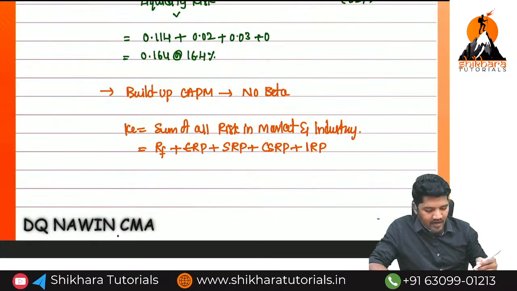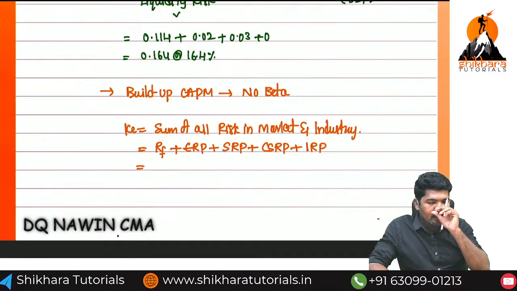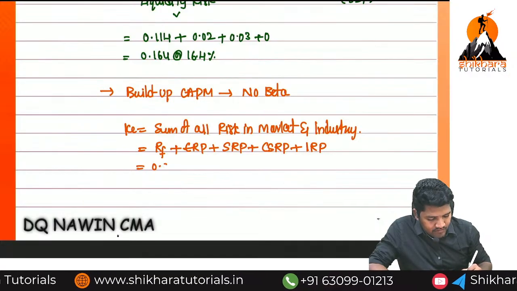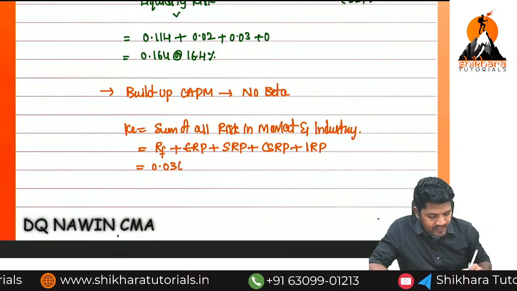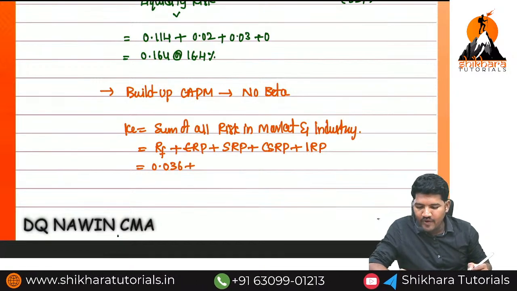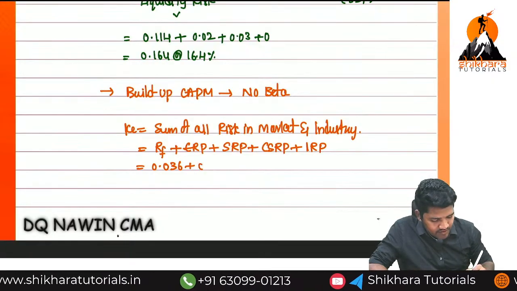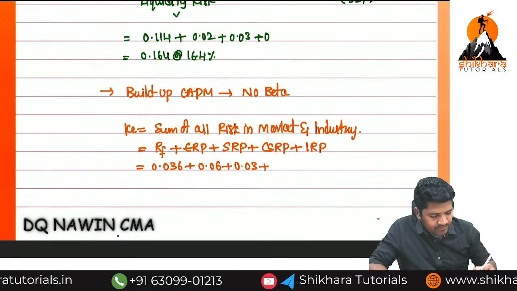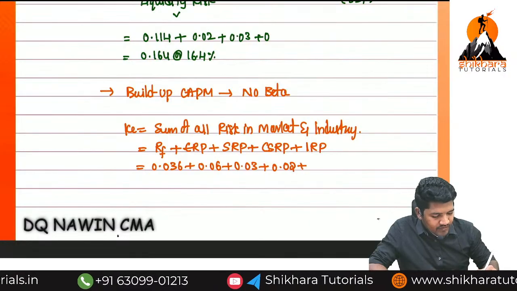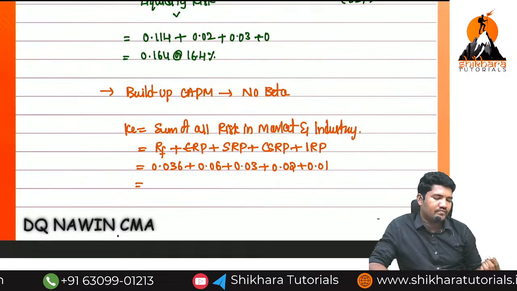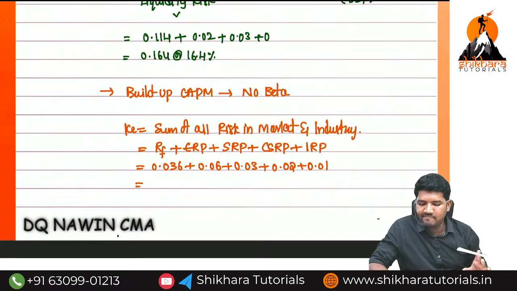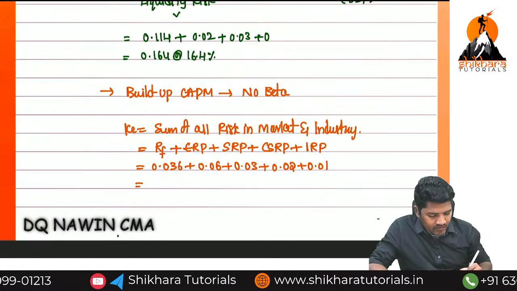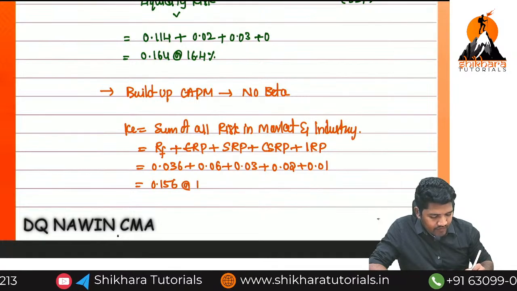Yes or no, sir? Now please tell me the answer. 0.036 plus 0.06 plus 0.03 plus 0.02 plus 0.01. Now the answer: 0.156 or 15.6%.